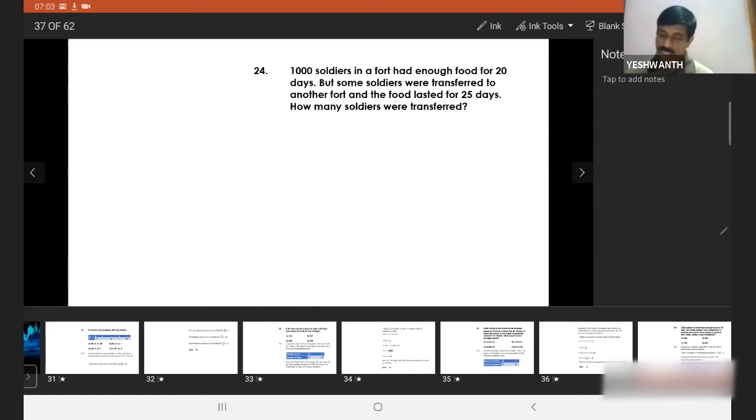1,000 soldiers in a fort had enough food for 20 days. But some soldiers were transferred to another fort and the food lasted for 25 days. How many soldiers were transferred? See, here also we'll arrange first. So look at the arrangement.